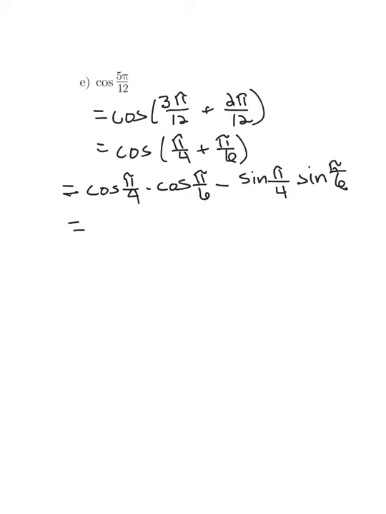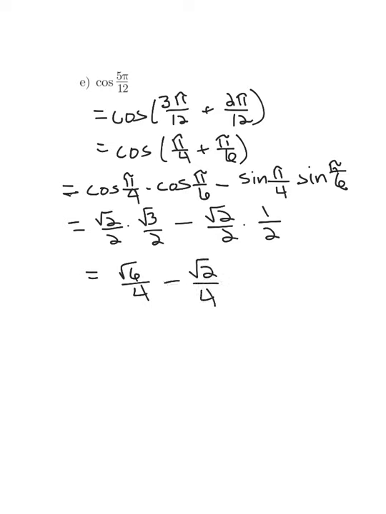Substitute your values in. Cosine of pi over 4 is square root of 2 over 2. Cosine of pi over 6 is square root of 3 over 2. Minus the sine of pi over 4 is square root of 2 over 2. And the sine of pi over 6 is 1/2. Do your multiplication. You're going to get the square root of 6 over 4 minus the square root of 2 over 4. Write it as one fraction. You get the square root of 6 minus the square root of 2 over 4, and that is your final answer.